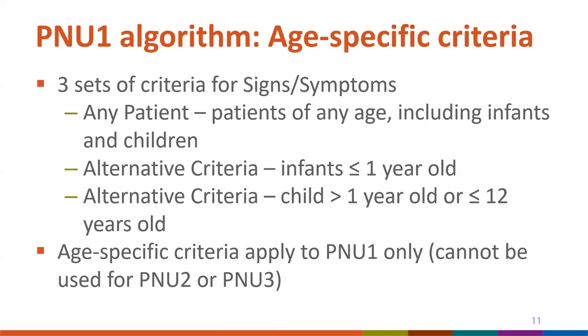The age-specific alternative criteria for signs and symptoms only apply to new 1. You can't use the signs and symptoms from the alternative criteria for infants or children to meet new 2 or new 3. And we'll explore the age-specific criteria more in depth when we cover the signs and symptoms component.